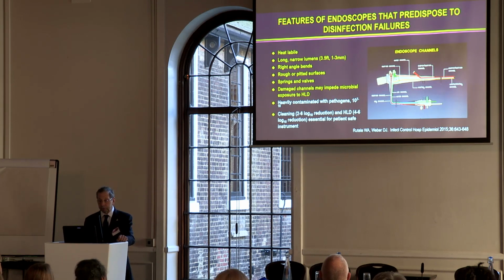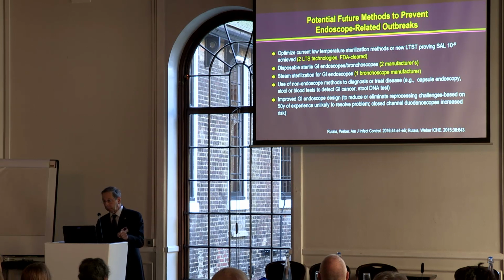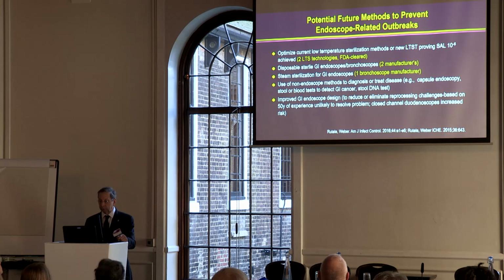And as I've already mentioned, most endoscopes, lumen endoscopes, are heat labile, so you can't use sterilization. They have long, narrow lumens, right-angle bends, rough and pitted surfaces, springs and valves. Damage may impede microbial exposure, so inside, if you brush it, it can be damaged, and you get little nicks and tears that allow the microbes not to have contact with the disinfectant. Heavily contaminated, so that is a problem. So current low-temperature sterilization methods are new.